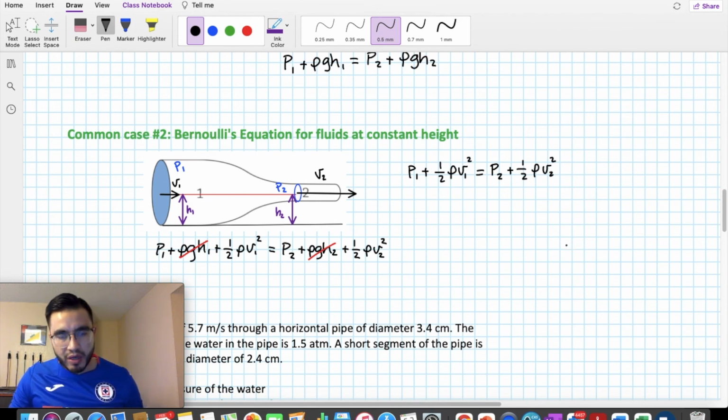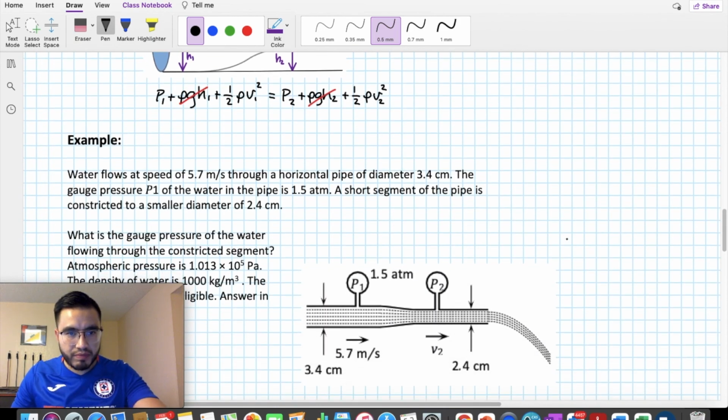And that is it for now as far as Bernoulli's equation, well, me showing how to use it. The next video will be this example.